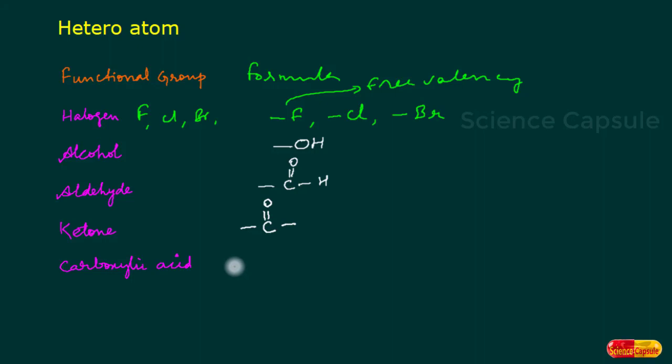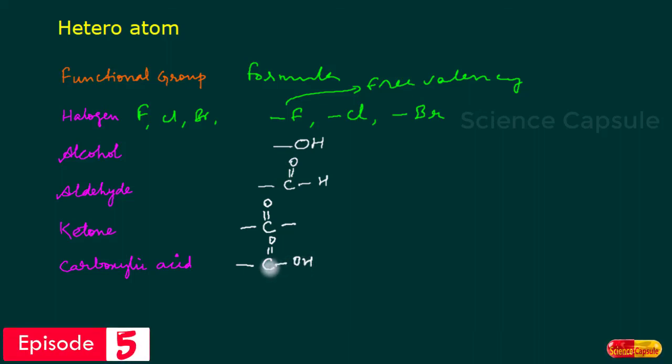Next one is carboxylic acid. The molecular formula would be a line followed by this carbon, here a double bond O, here OH. See here in alcohol a line and OH, here also we have OH, but this OH is attached to a carbon which carries a double bond O, right? So this is the formula of carboxylic acid.